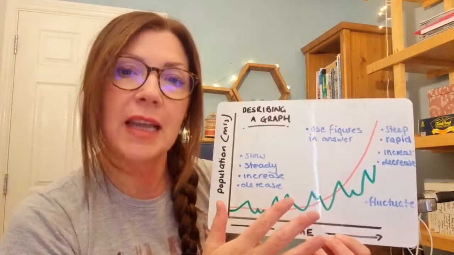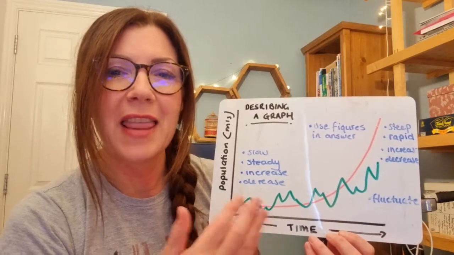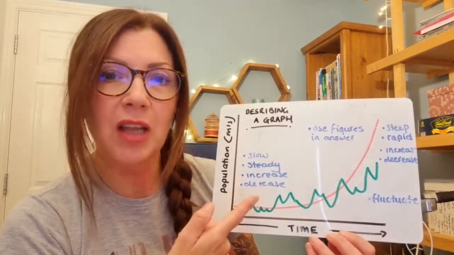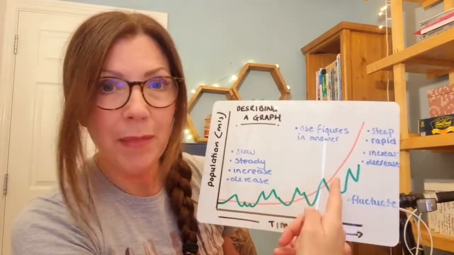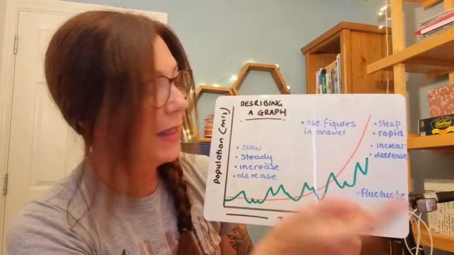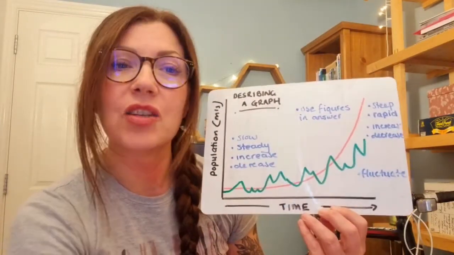So instead of just saying quite general words, we have to be quite geographical in the way that we describe graphs. So just to recap: steady or slow increase or decrease, rapid increase or decrease, fluctuating in this instance, and make sure that we use figures in our answers. So that is describing a graph.